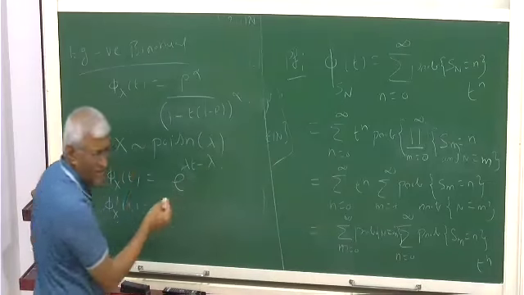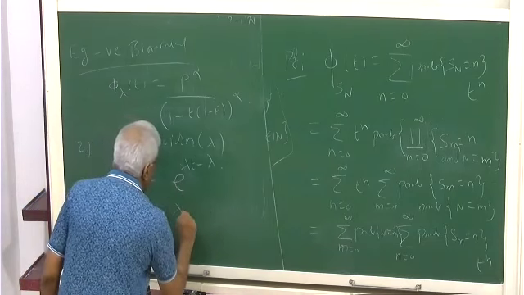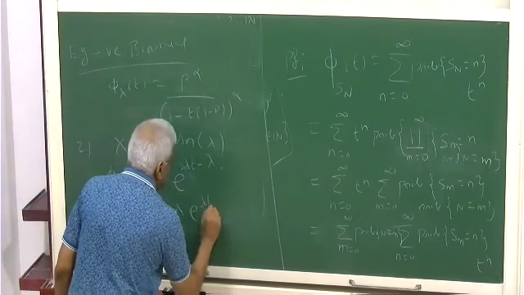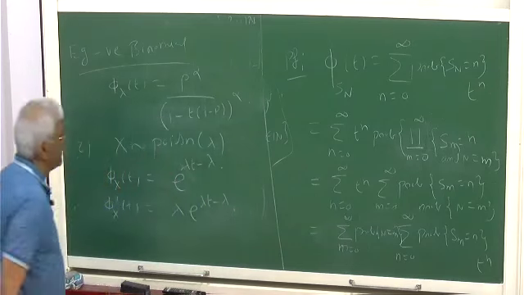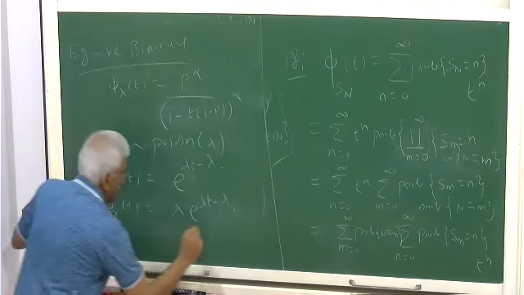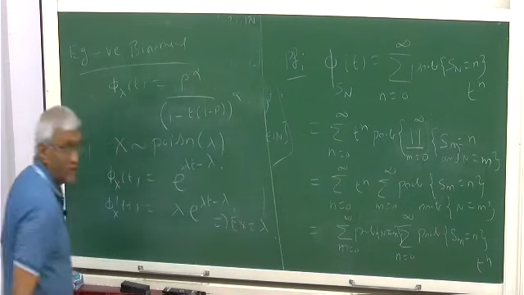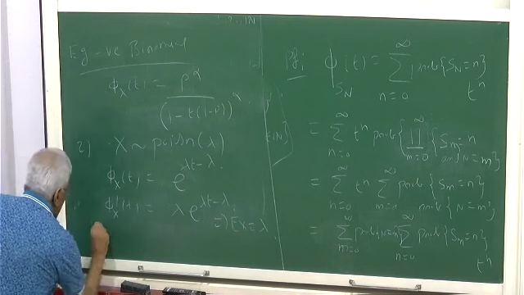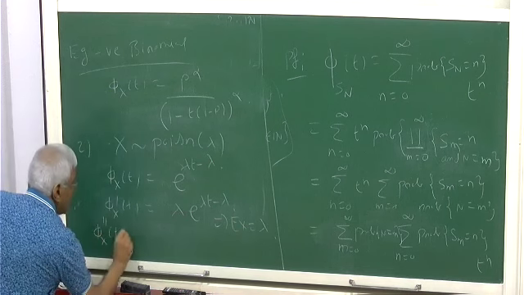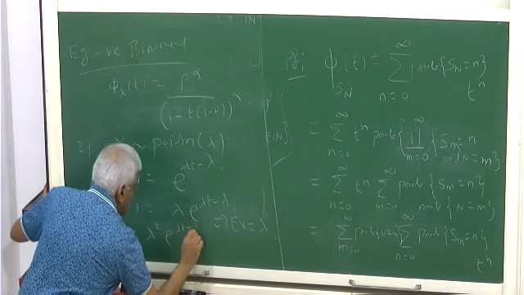We already computed the mean by direct computation, but it will follow from here also. Lambda times e power lambda t minus lambda. If you substitute t equal to 1, that will become 0. So this implies E[X] equals lambda. Similarly, if we take phi_X double prime of t, another lambda square will come, e power lambda t minus lambda.